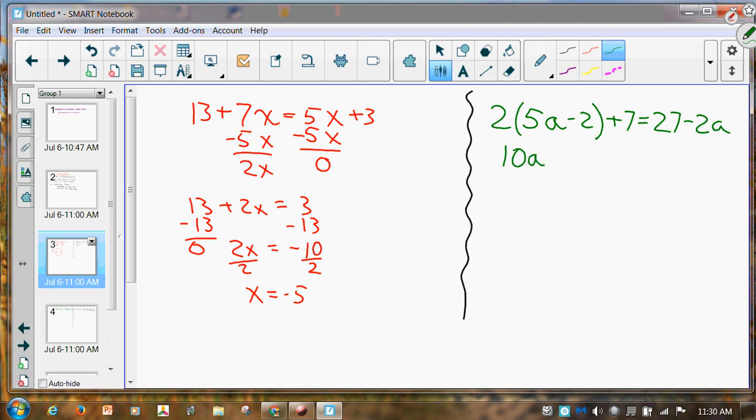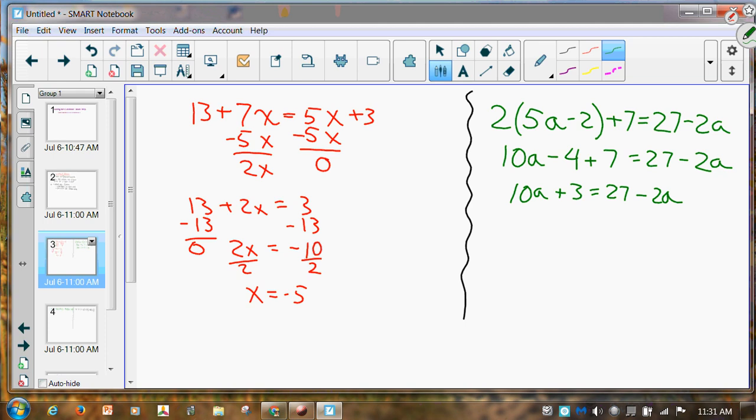2 times minus 2 is minus 4 plus 7, I just bring that down, equals 27 minus 2a. Okay, now we're in a place where there's one step we can do to simplify the left side. We'll collect the like terms on the left side, and we'll get 10a plus 3, actually minus 4 plus 7 is plus 3, equals 27 minus 2a. Okay, now we're down to a single term on each side of variables and numbers.